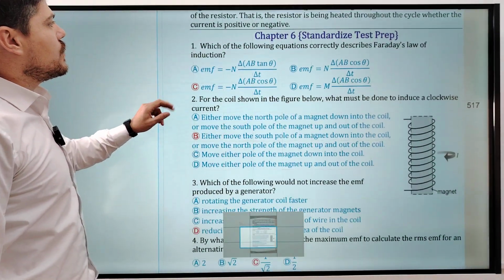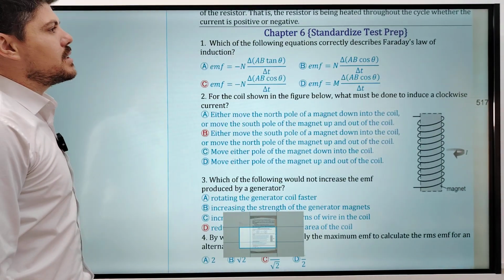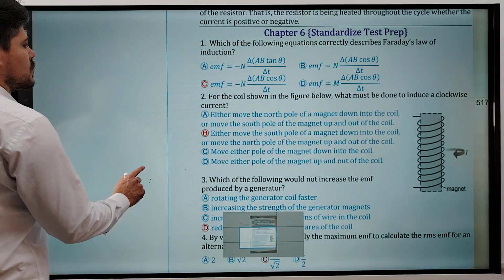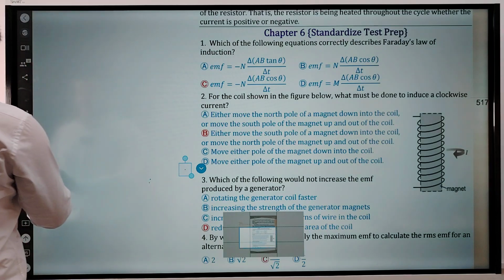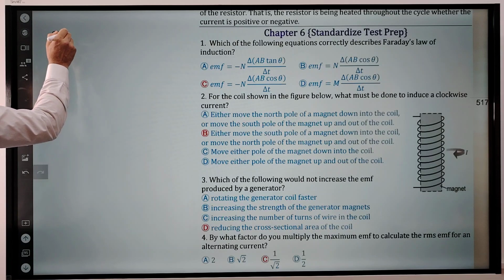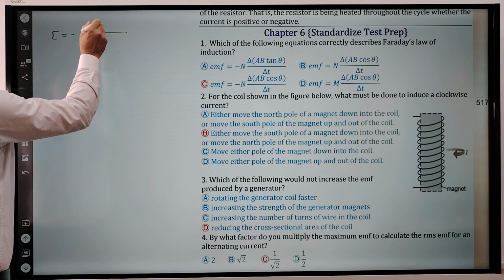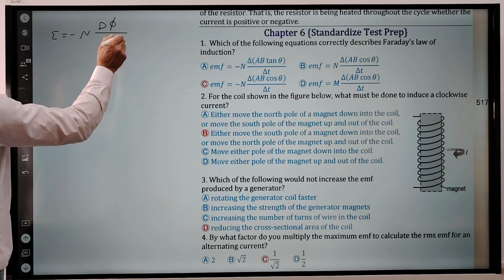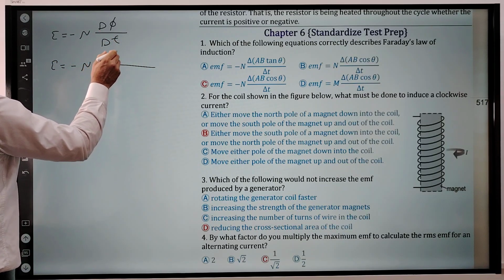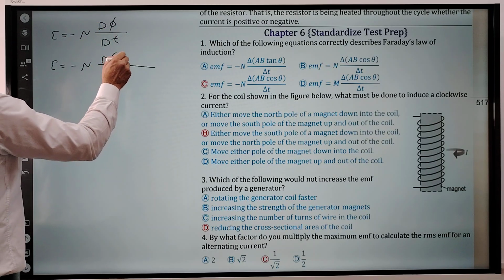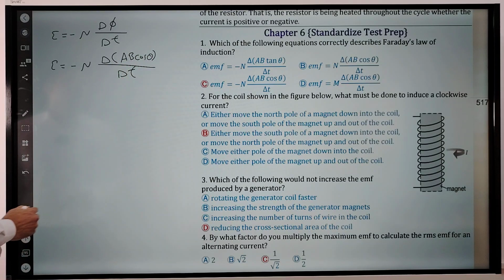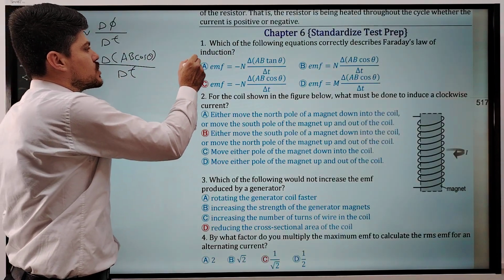Question 1. Which of the following equations correctly describes Faraday's law of induction? As you know, Faraday's law of induction is EMF equal to negative N change in flux over time. Okay, negative N delta flux is equal to what? AB cosine theta divided by T. Okay, the first one is wrong.